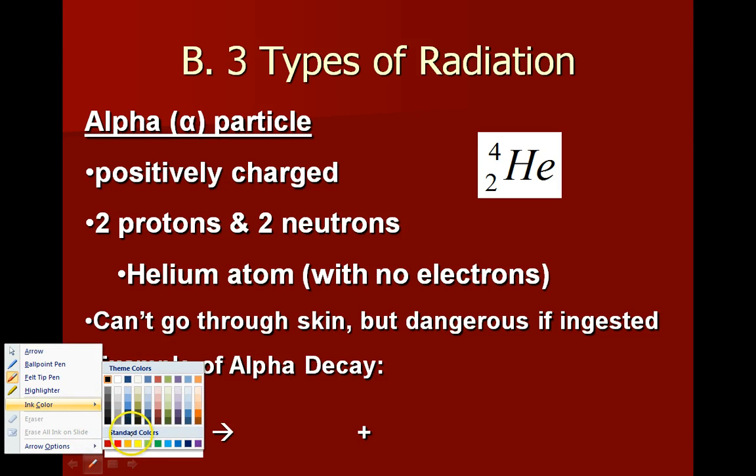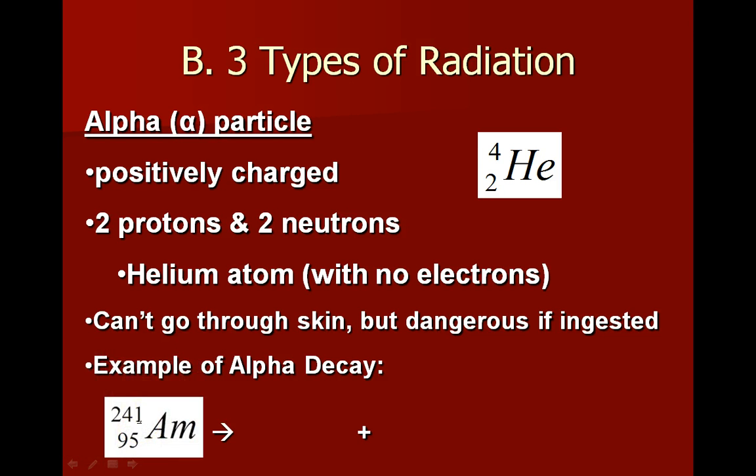This is a positively charged particle. We now know that it has 2 protons and 2 neutrons in it. So by giving off protons and neutrons, an atom can become stable. And if it has 2 protons and 2 neutrons, this is the symbol for it over here. Remember that this number at the top is protons plus neutrons.